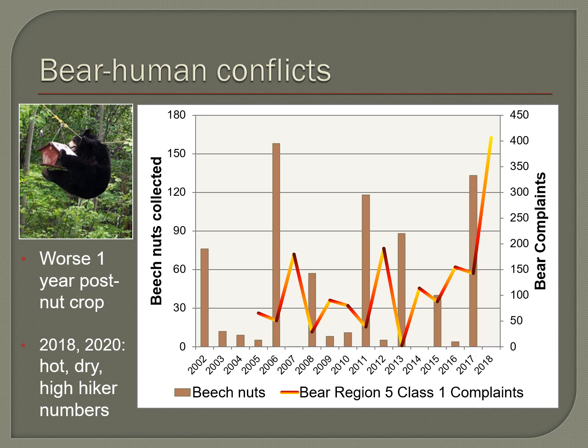The weather certainly has an impact too. So if you look at this data, we're showing numbers of beech nuts again from the Huntington Wildlife Forest, and superimposed on that, the regional complaints about bears that people have made to the state agency. So in 2017, there was a lot of beech mast. In 2018, there was hardly any. It was a very hot, dry summer.